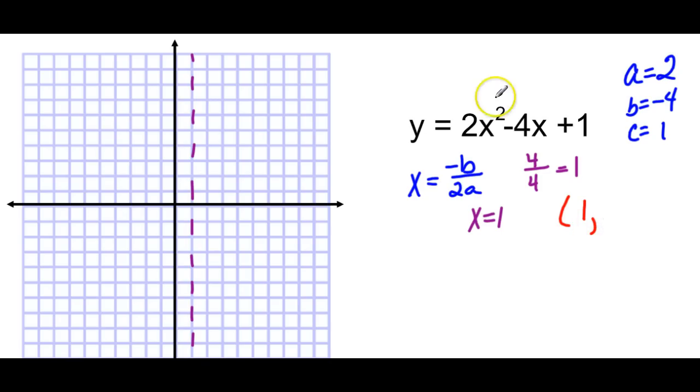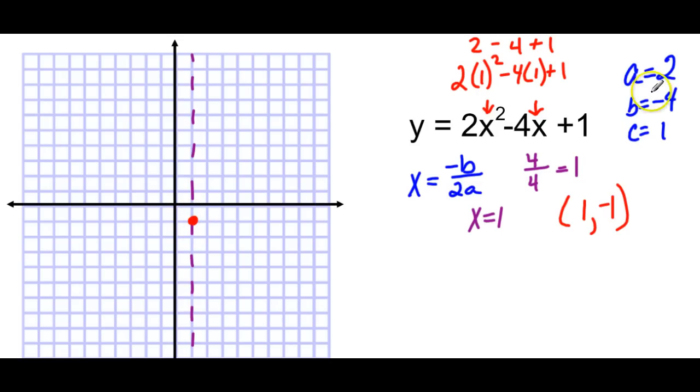And to find the y-coordinate, I'm going to put a 1 in here and in here. So that's going to give me 2 times 1 squared minus 4 times 1 plus 1. So when I work this all out, 1 squared is 1, 2 times 1 is 2, minus 4 times 1 plus 1, that's going to give me a -1. Okay, so (1, -1) is my vertex, so I'm going to put a dot right there.